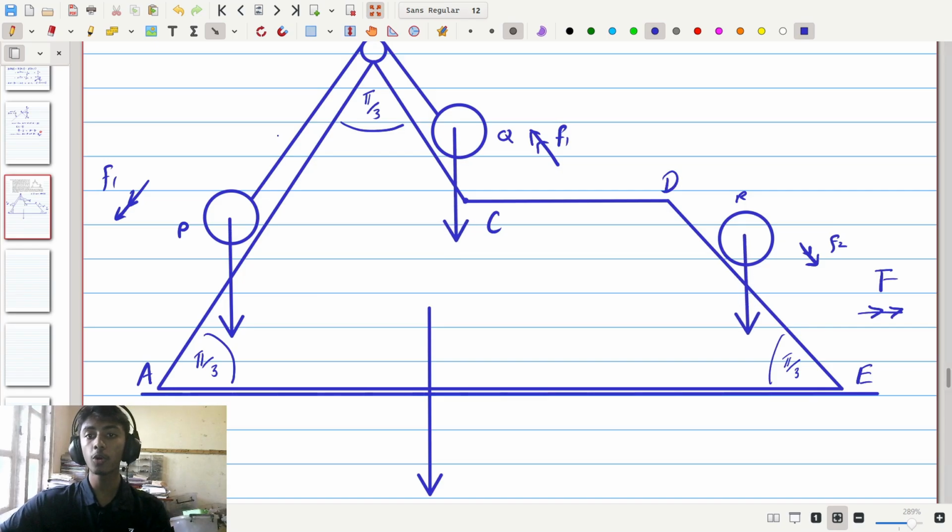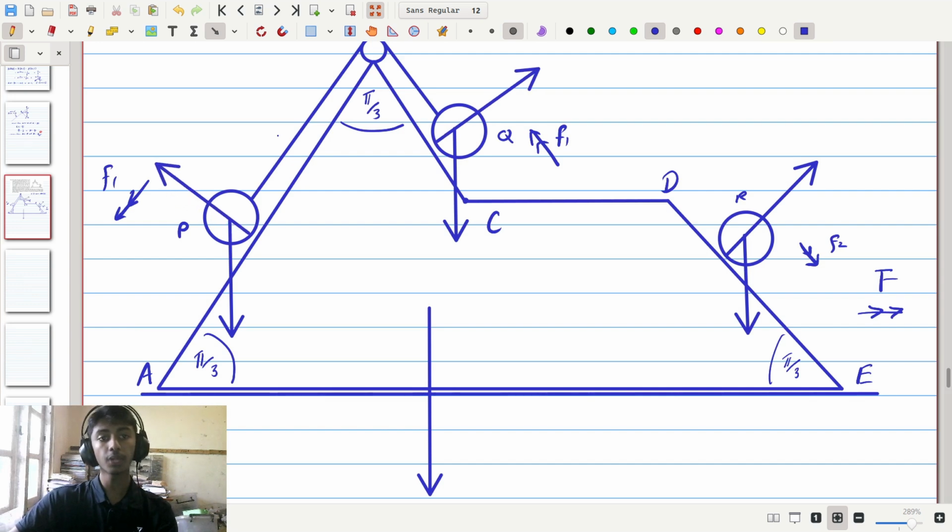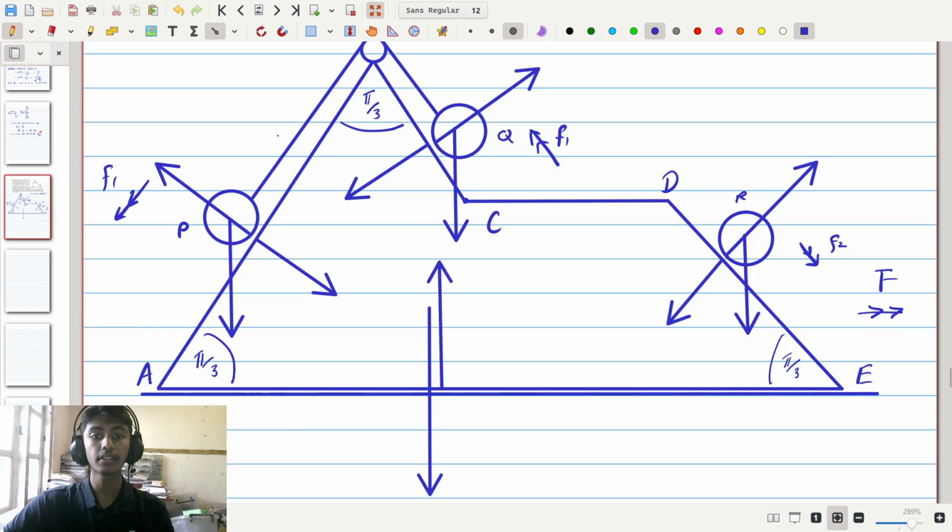There's also going to be a normal reaction here like this, which goes through the center of gravity. There's going to be a normal reaction here that goes through the center of gravity, and a normal reaction here that goes to the center of gravity. Now similarly, due to equal and opposite reactions, there's also going to be a force at this point into the block like this, which is going to be equal and opposite. There's going to be a force at this point equal and opposite like this, and a force equal and opposite like this. And also from the ground there's going to be another reaction force upward on the block like this.